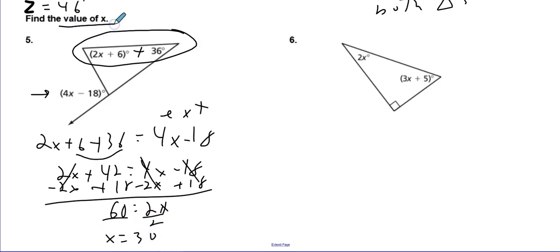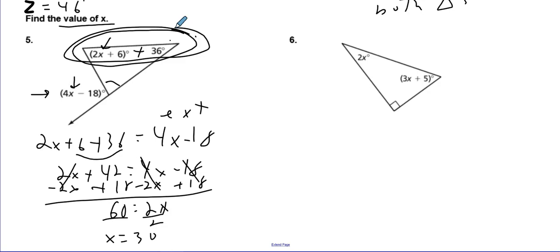Now notice, follow the directions. It only told me to find the value of x. It did not say plug it back in and find any angles. But if I did, plug it in here, 4 times 30 minus 18 would give me the exterior angle. 2 times 30 plus 6 would give me that angle. And I could find this angle right here two ways. Either 180 minus the exterior angle, or these two added together subtracted from 180. But again, the instructions just said find x.